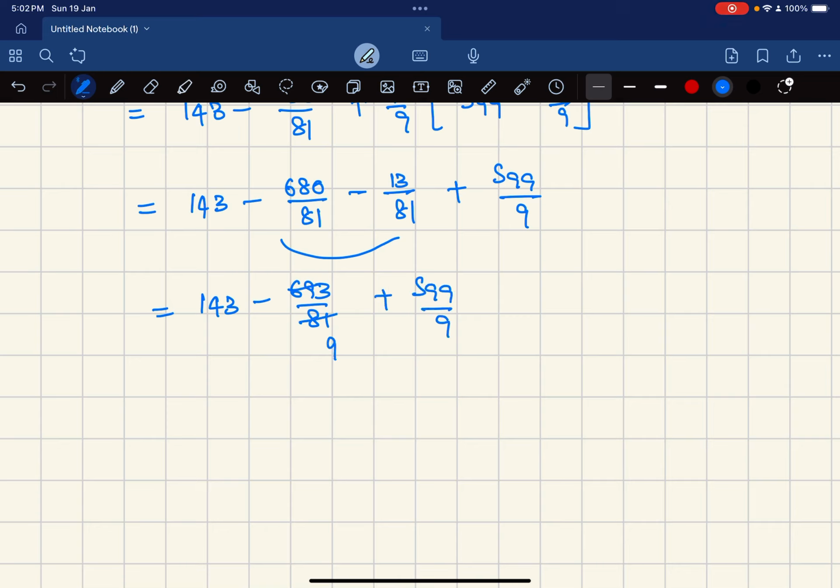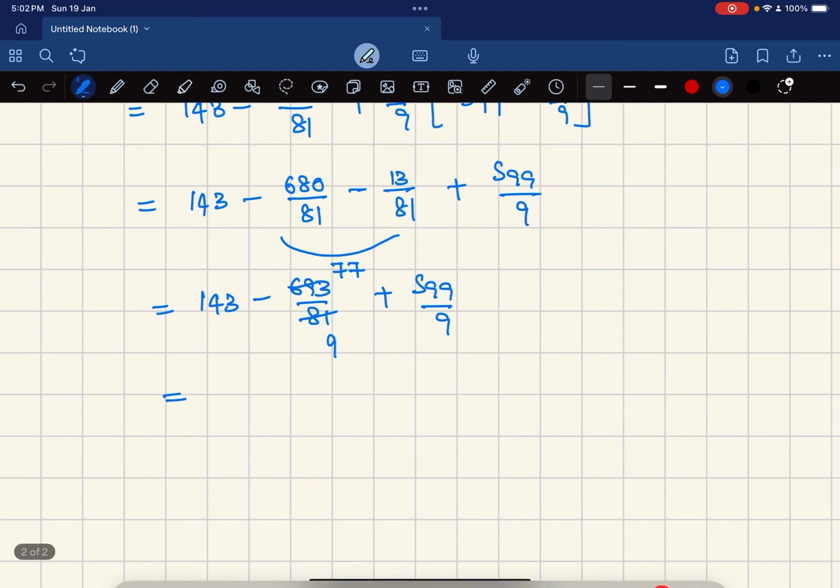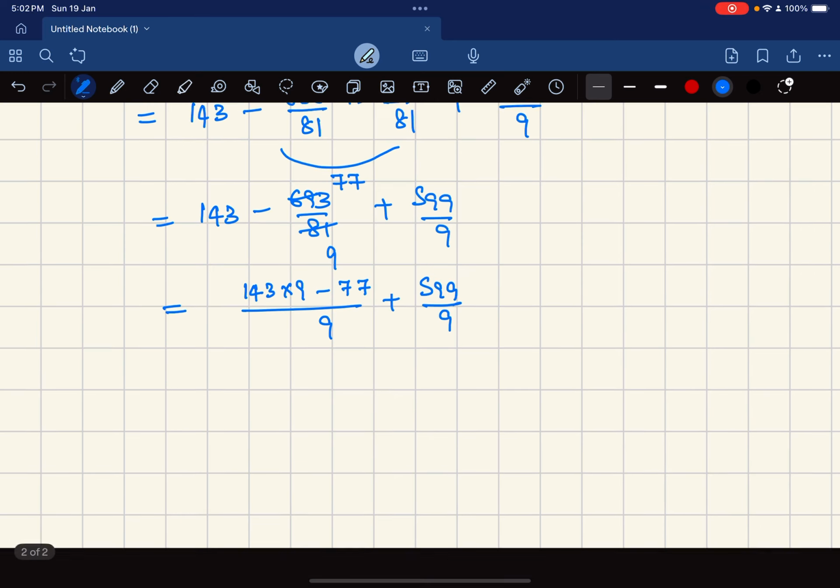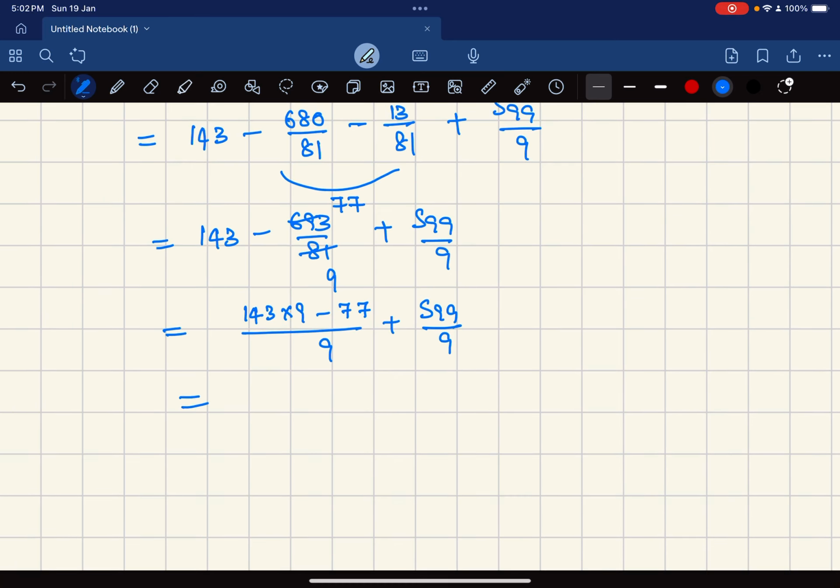9 nines, 9 sevens and 9 sevens. So this will be 143 into 9 minus 77 upon 9 plus S99 by 9. What is 143 into 9? 143 times 9. 9 3 is 27. 9 4 is 36, 38. 9 1 is 9, 10, 11, 12. 1287 minus 77. That is 1210 plus S99 by 9.